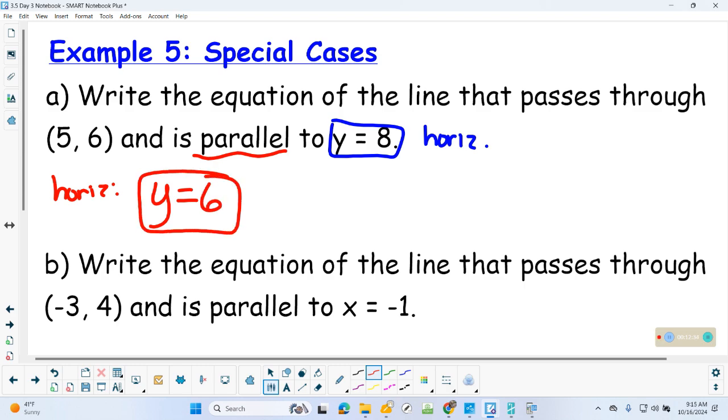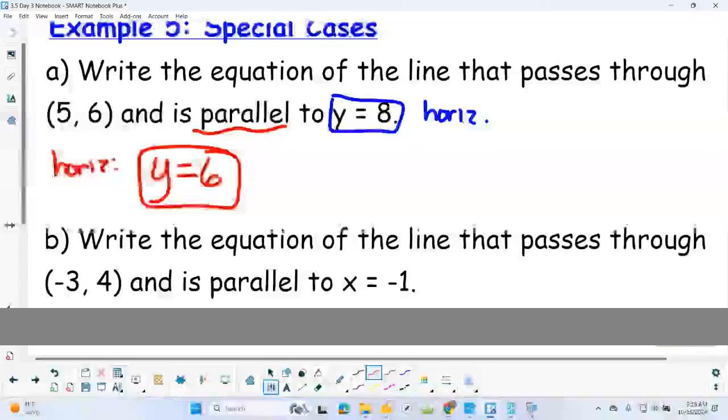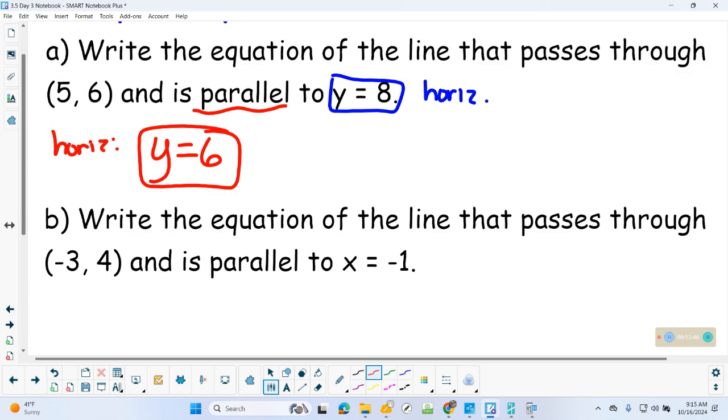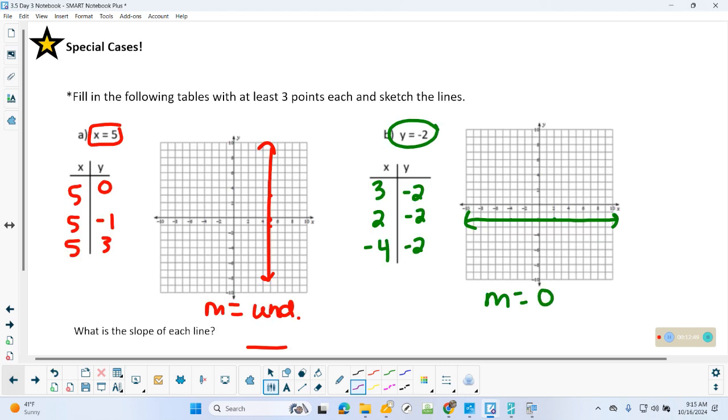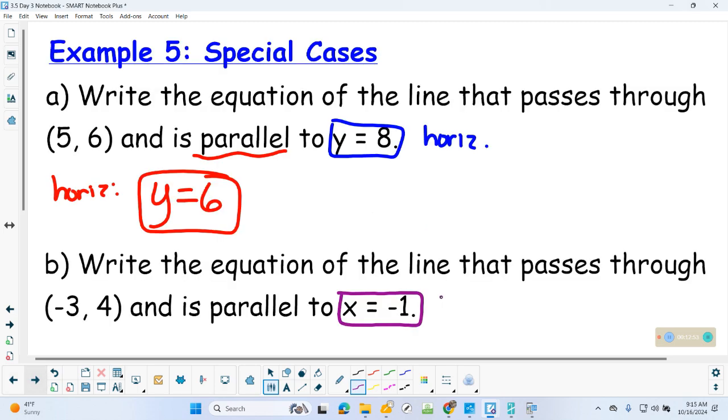So these are still easy, but a little tricky because you have to think your way through horizontal, vertical, x equals, y equals, all the things. Okay, write the equation of the line that passes through that, parallel to x equals -1. Let's start with this. So again, x equals always turns out to be a vertical line.